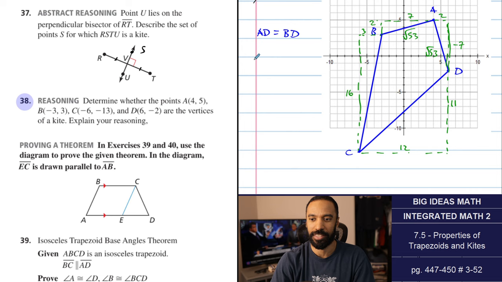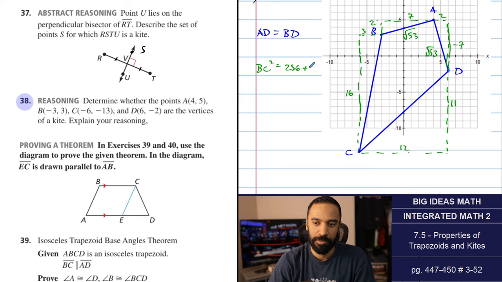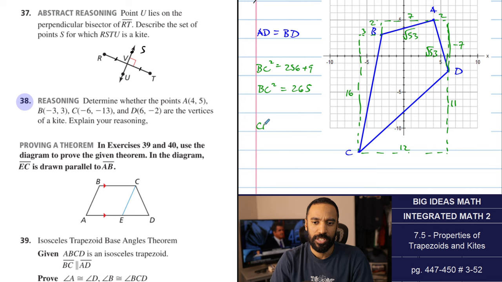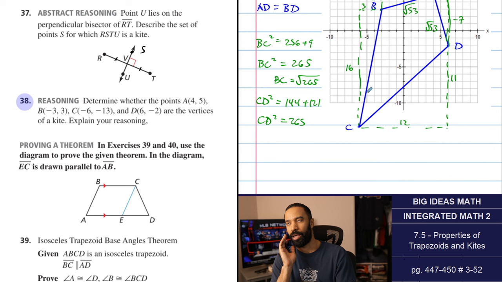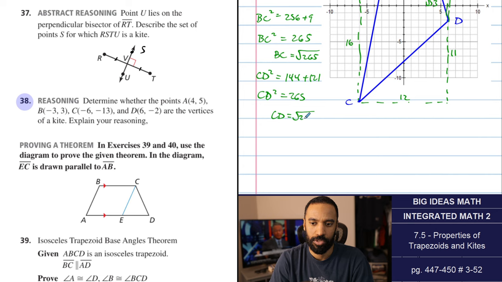So BC squared is 256 plus 9. All right, I'm just going to keep BC squared right now as 265. Let's see if we get 265 for this other one. I think we do. So CD squared is 12 squared plus 11 squared. Yeah, that's also 265. So BC is square root of 265. The only thing is I don't know if that's a perfect number. I don't think it is. I think it's just root 265. So CD is also root 265.